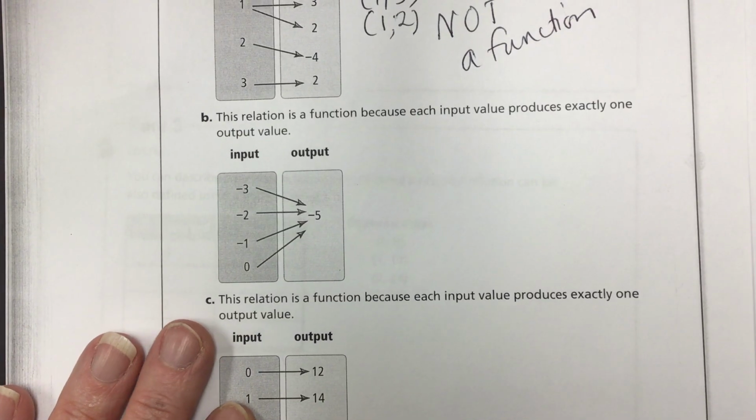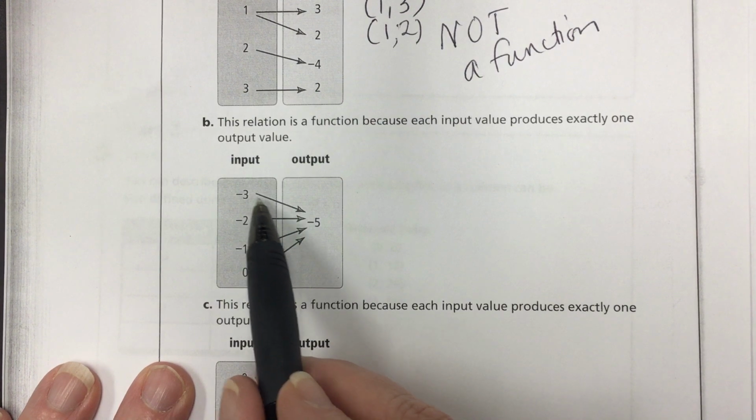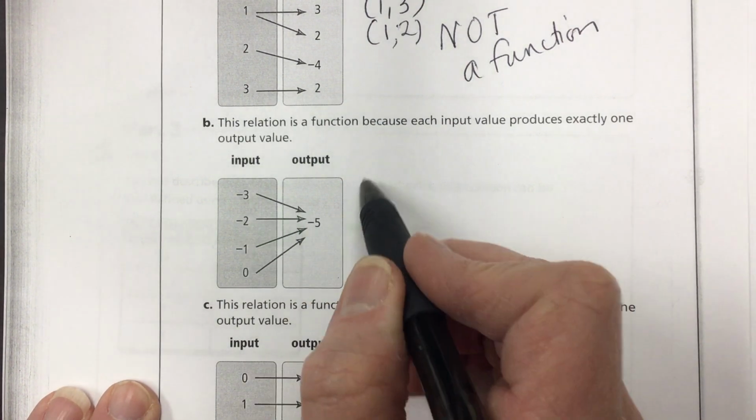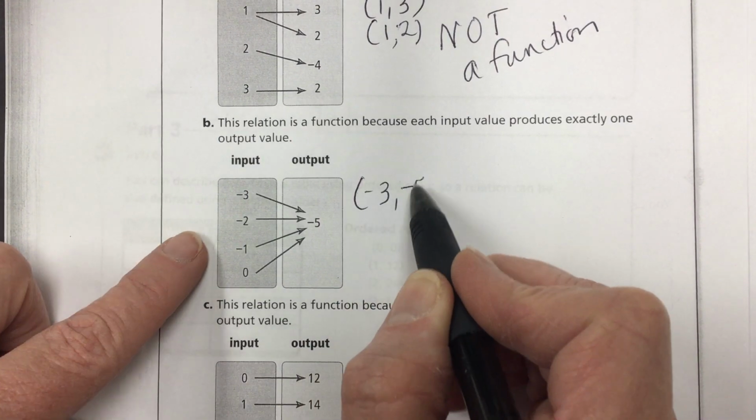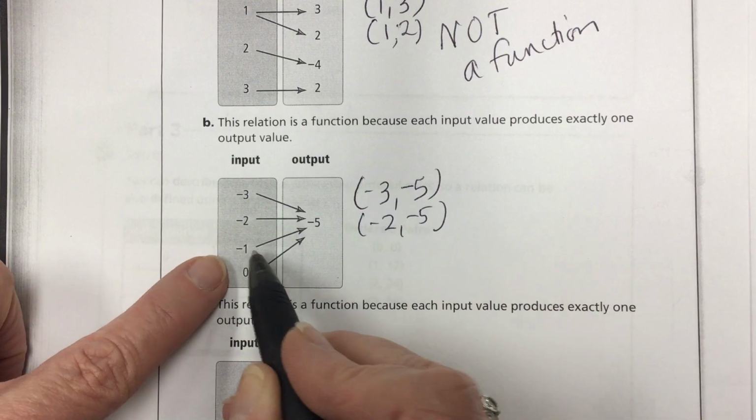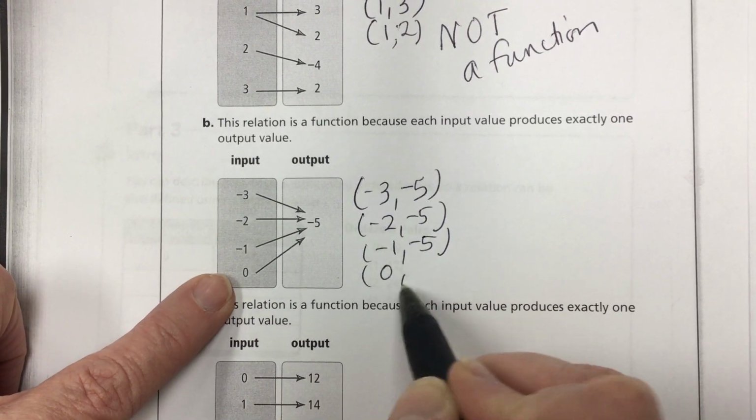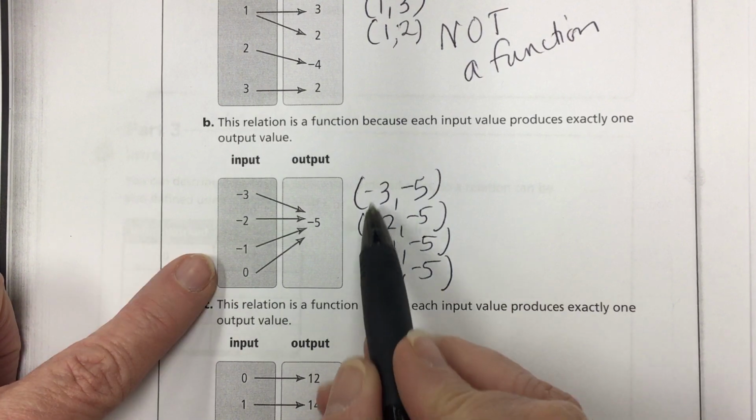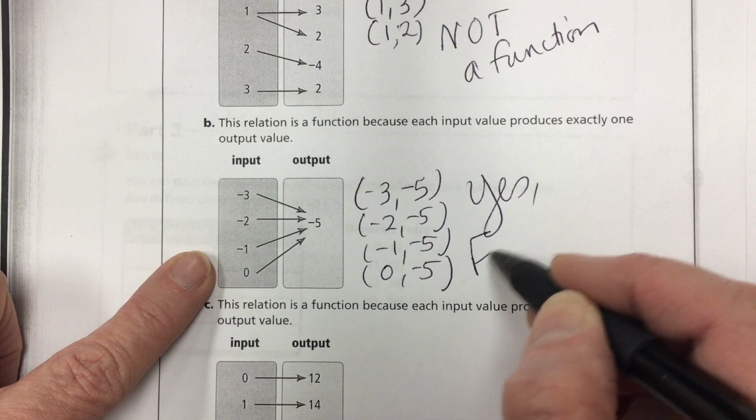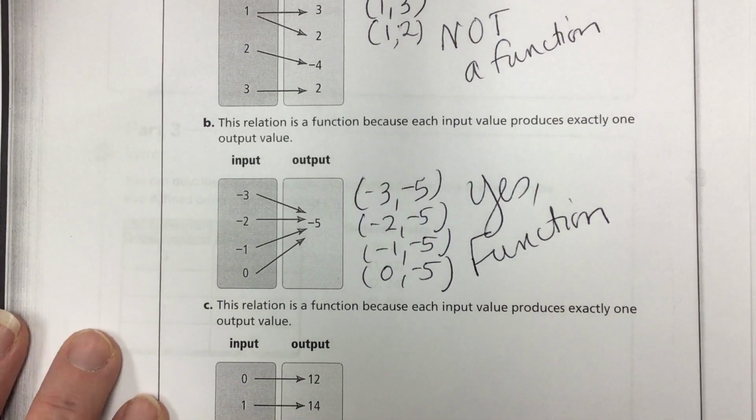Looking at B here, you see that the x's do not repeat. The input values do not repeat. You have -3 corresponds to -5. -2 corresponds to -5. -1 corresponds to -5. And 0 corresponds to -5. The x's do not repeat. Therefore, yes, this is a function. So that's the reason why B part is a function.